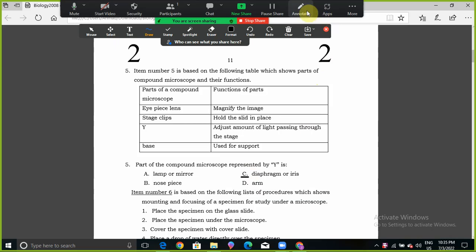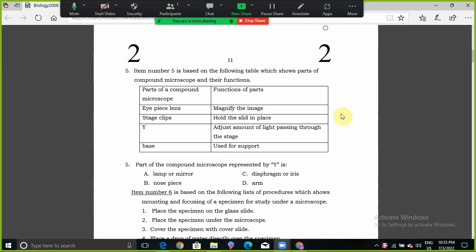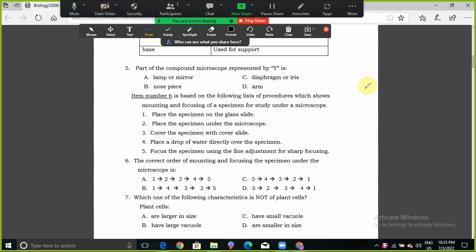Now in question number 6, item number 6 is based on the following list of procedures which shows mounting and focusing of a specimen for study under a microscope. Place the specimen on the glass slide. Place the specimen under the microscope. Place a drop of water directly over the specimen. Then focus the specimen using the fine adjustment for sharp focusing. Now question number 6 says the correct order of mounting and focusing the specimen under the microscope is what?